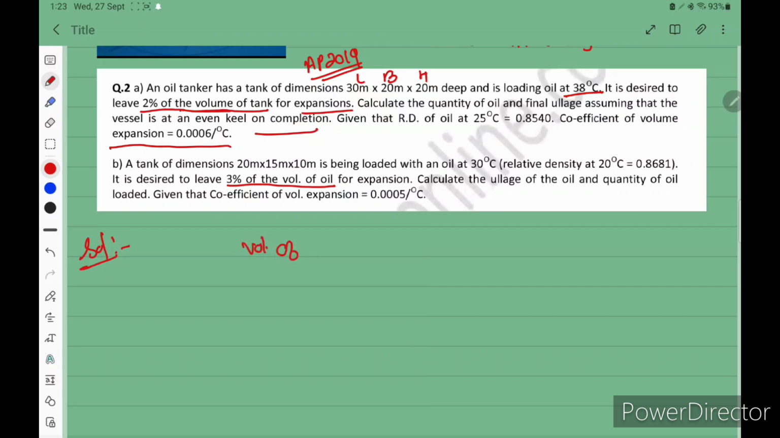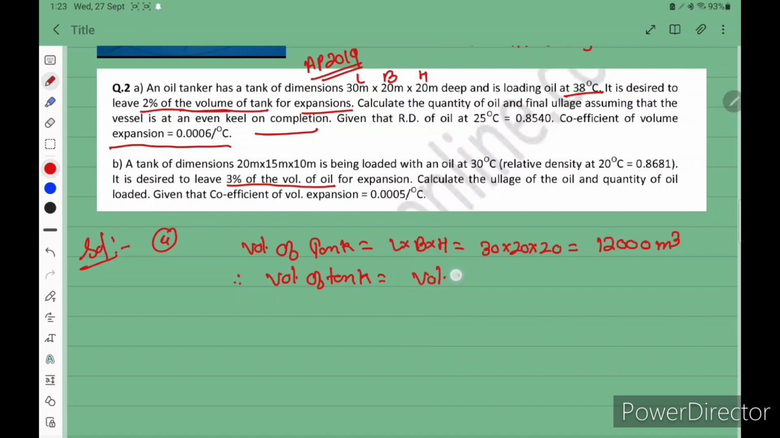First, part A. We are going to solve the volume of tank, which is equal to length into breadth into height. So 30 into 20 into 20 is equal to 12,000 meter cube. Now we know that the volume of the tank is the volume of oil inside the tank plus whatever free space. So the volume of tank we calculated is 12,000.